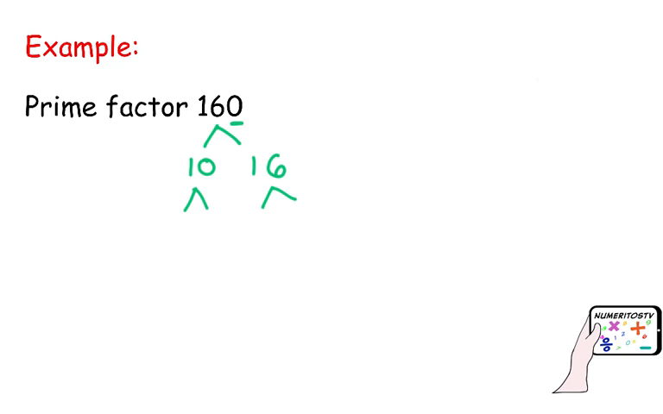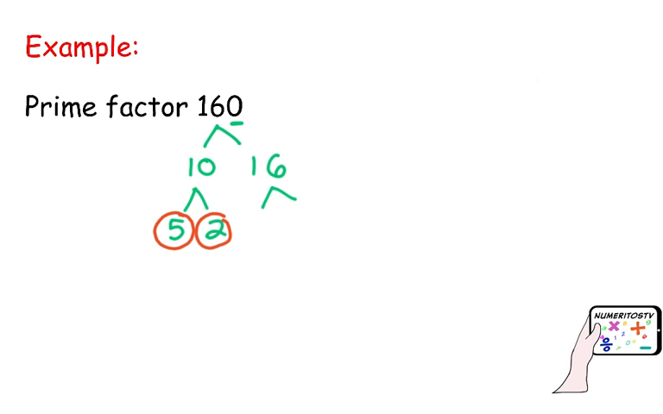So now give me factors of 10. 5 and 2 are factors of 10. 5 times 2 is 10. So is 5 a prime number? Yes, it is, so I circle it. Is 2 a prime number? Yes, so that means that I'm done with that side. I'm done with 10. Let's continue with 16.